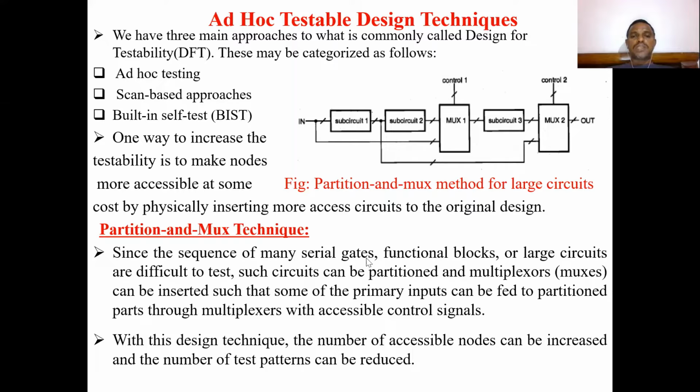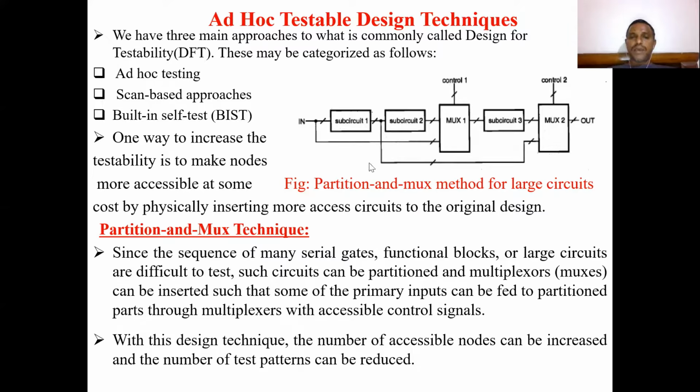Since a sequence of many serial gates, functional blocks, or large circuits is difficult to test, such circuits can be partitioned and multiplexers can be inserted such that some of the primary inputs can be fed to the partitioned parts through the multiplexers with accessible control signals. After partitioning the large circuit into sub-circuits, we place multiplexers in between those sub-circuits so that we can apply the control signals and, at the same time, the test vectors.